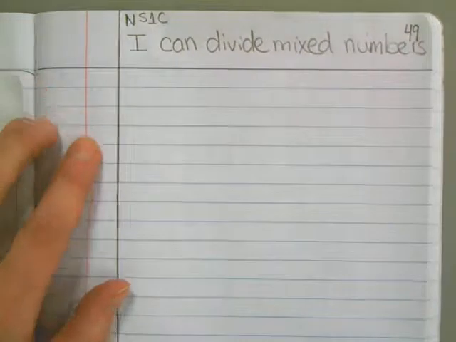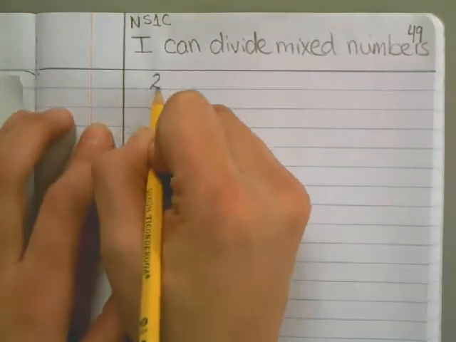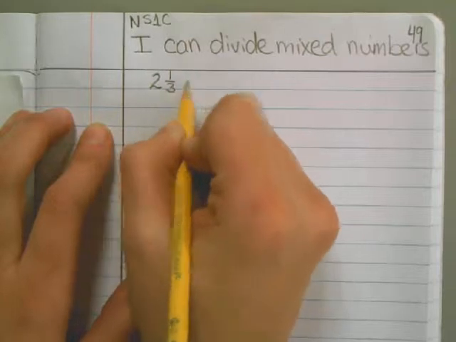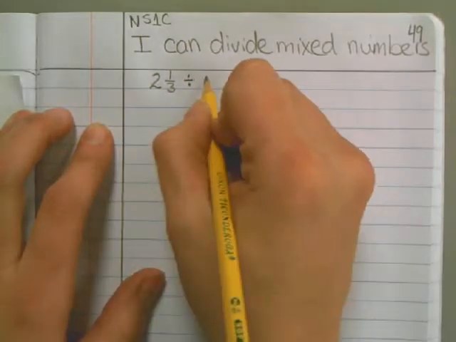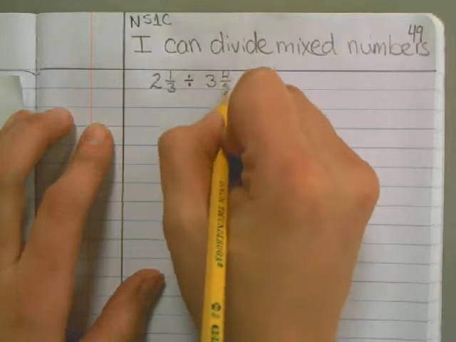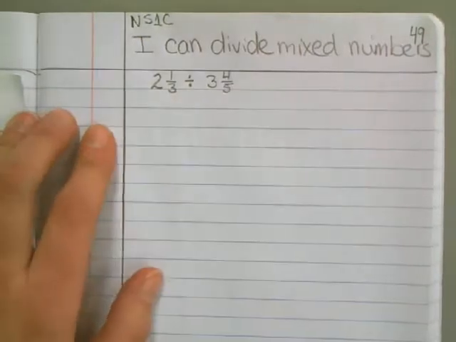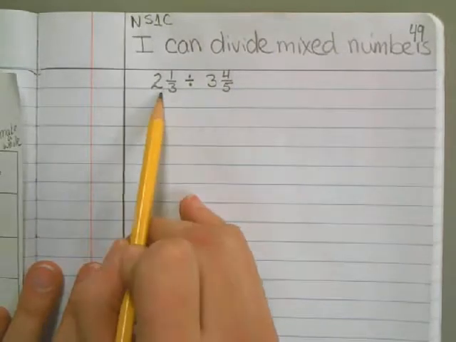So, for example, if we have 2 1/3 divided by 3 4/5. We know from our work yesterday that each of these are called mixed numbers.